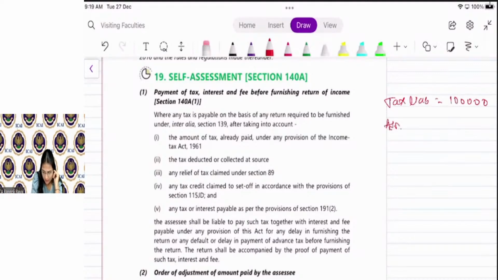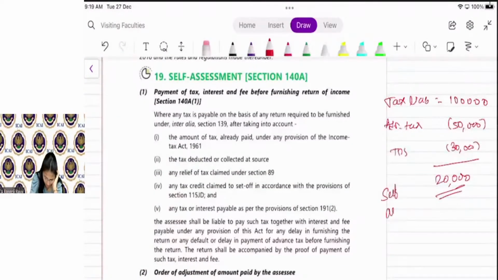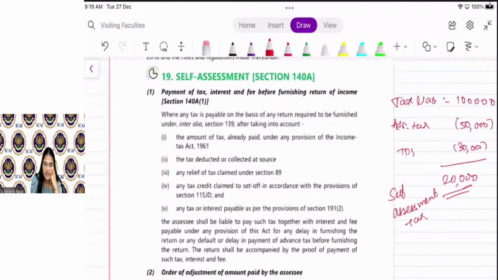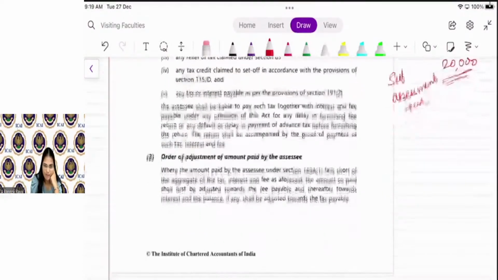From that 1 lakh, I have already paid advance tax of rupees 50,000. There is TDS of rupees 30,000. So now this 20,000 I need to pay to the government. That 20,000 I will pay after the end of previous year. So that is called self-assessment tax. That is the amount of tax payable by a person to the government after taking into account advance tax, TDS, TCS, AMT credit, everything.